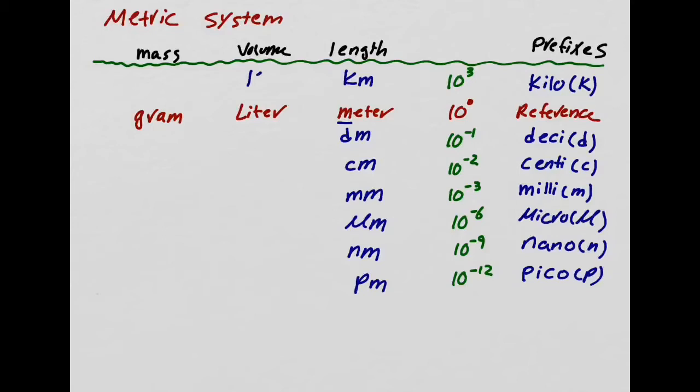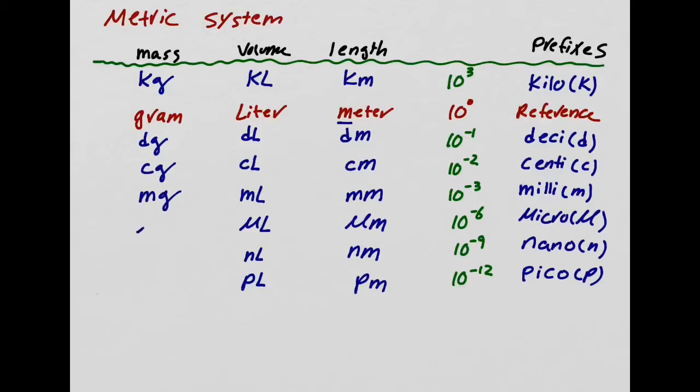Okay, so let's do the volume together. The largest volume would be kiloliters, and then liters, and then deciliter, and then centiliter, milliliter, you've heard of that, right? Microliter, nanoliter, again picoliter, those are super tiny values. Okay, how about for mass? The largest one would be kilogram, gram, decigram, centigram, milligram, you probably have heard of that, microgram, they use it in biology a lot, nanogram, and picogram. So again, you know the prefixes and you know the references, you just add a prefix to the reference.